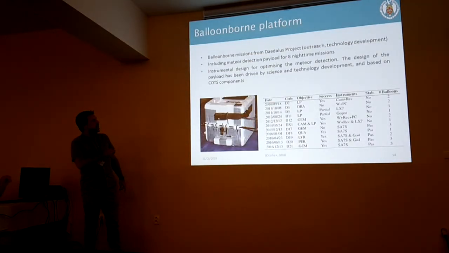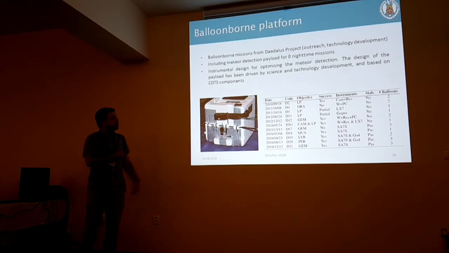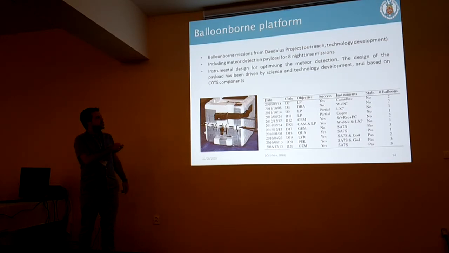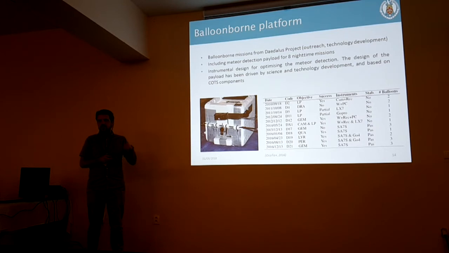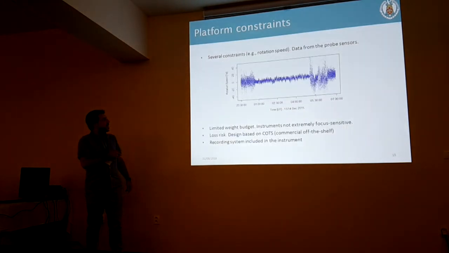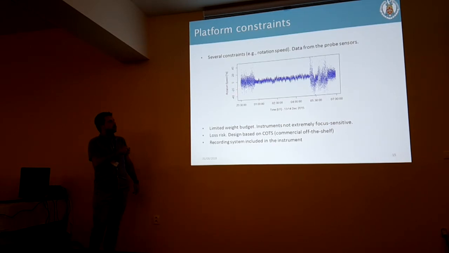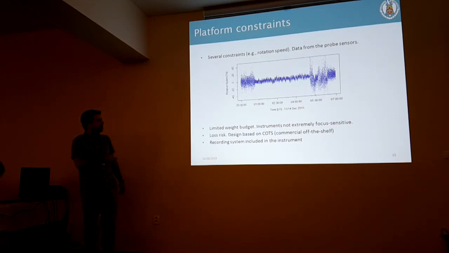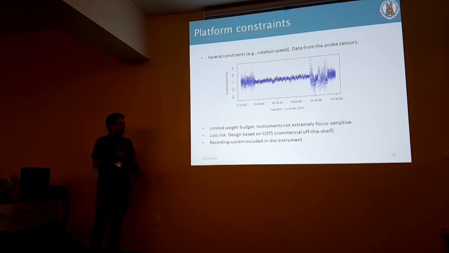We used a balloon-borne platform that was already used by the Daedalus project for outreach and technology development. We have done these missions from 2010 to 2016. I'm presenting the data from Gemini 2016 because we had a lot of work before, and after 6 years we are getting really good data. There are several constraints. We are rotating at quite high speed when we are rising and when we are falling, and sometimes we have better data in the middle. Of course, the weight is a problem. You can lose your platform and the instruments.